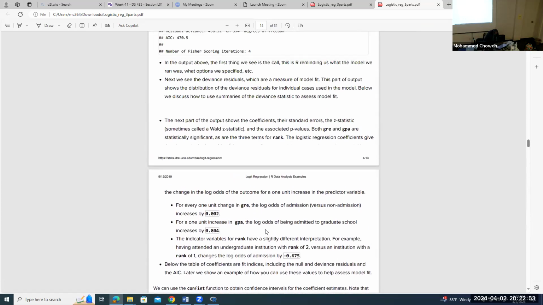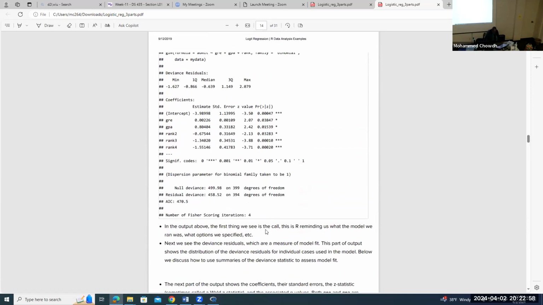Here you go. So take a look at that. Here, are you seeing GRE and GPA? GRE and GPA are the continuous covariates. And then there is the rank of the high school. Rank has 4 different labels: rank 1, rank 2, rank 3, rank 4. Rank 1 is the reference category. Rank 2, rank 3, rank 4 are the comparing categories. So how GRE and GPA are explained is mentioned in there.